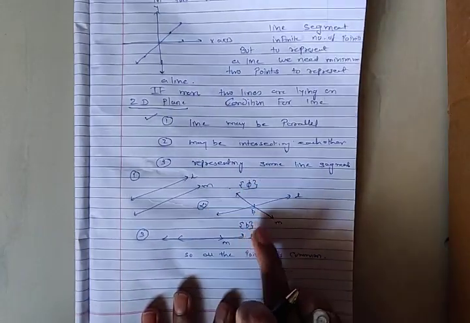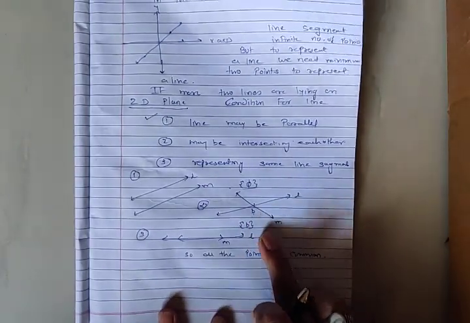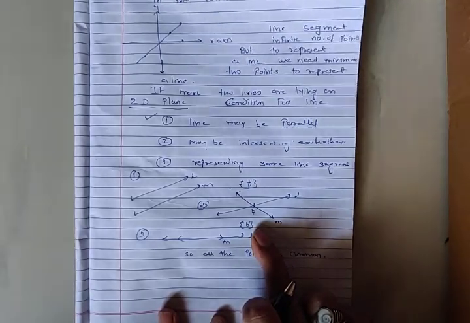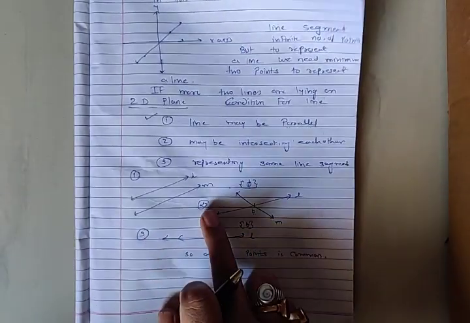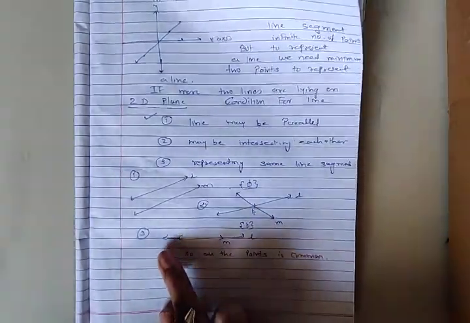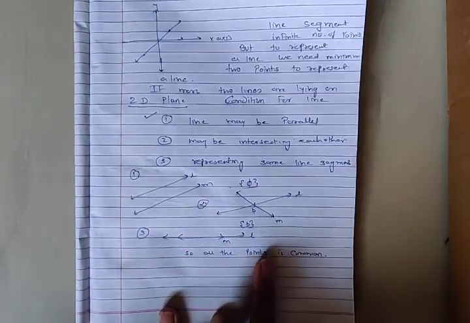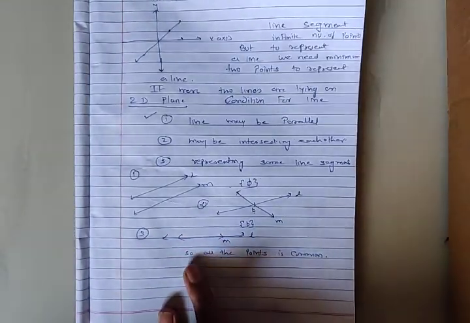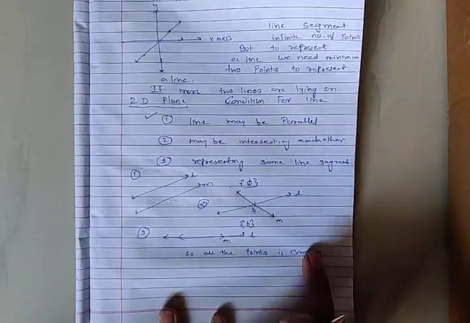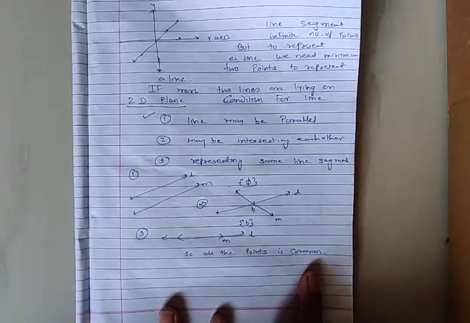For condition 2, let lines L and M intersect each other at point B. Then the intersection point is B. In the same way, this line is intersecting at only one point. For condition number 3, representing the same line, lines L and M have all points in common. These are the main basic things pertaining to representing two lines.